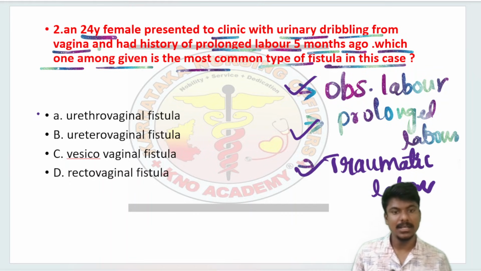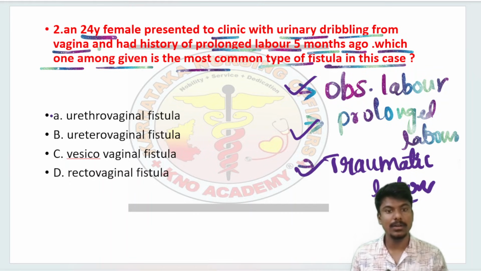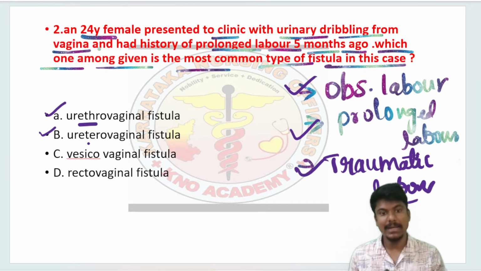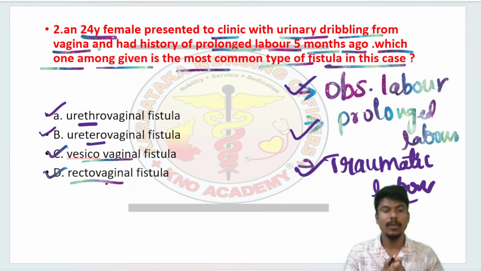So option A is ureterovaginal fistula. Option B is urethrovaginal fistula. Option C is vesicovaginal fistula. Option D is a rectovaginal fistula.